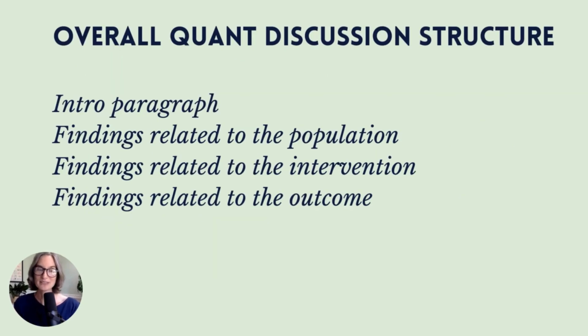So overall, your quantitative discussion structure, you're going to have your introduction paragraph, and then you're going to have findings related to your population, your intervention, and your outcome. So actually, you could use population, intervention, outcome as subheadings. I think that's completely fine because it just gives more structure to your review discussion.